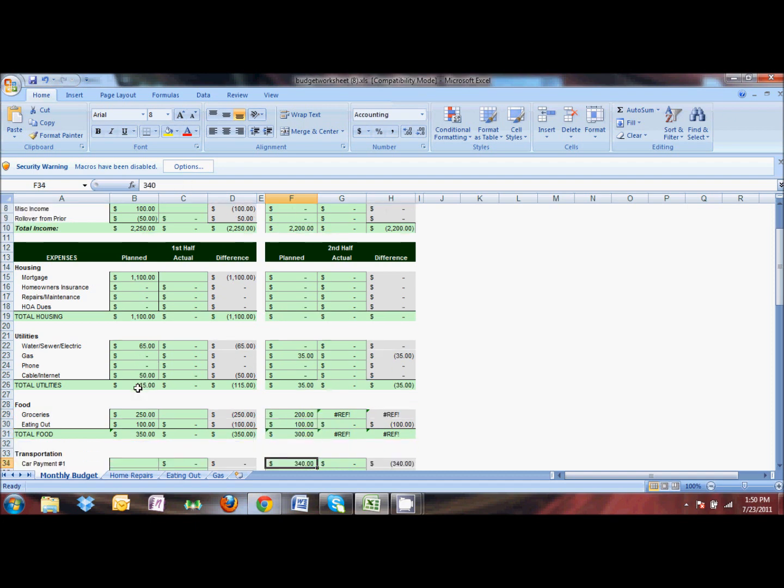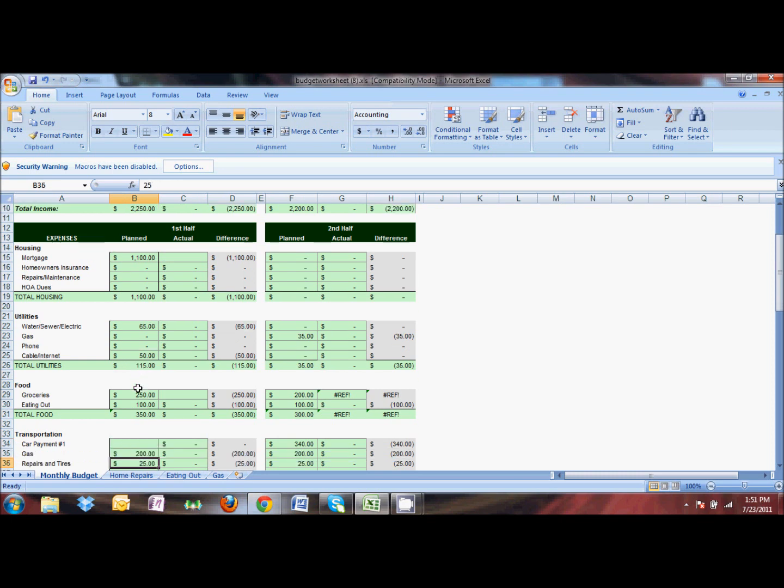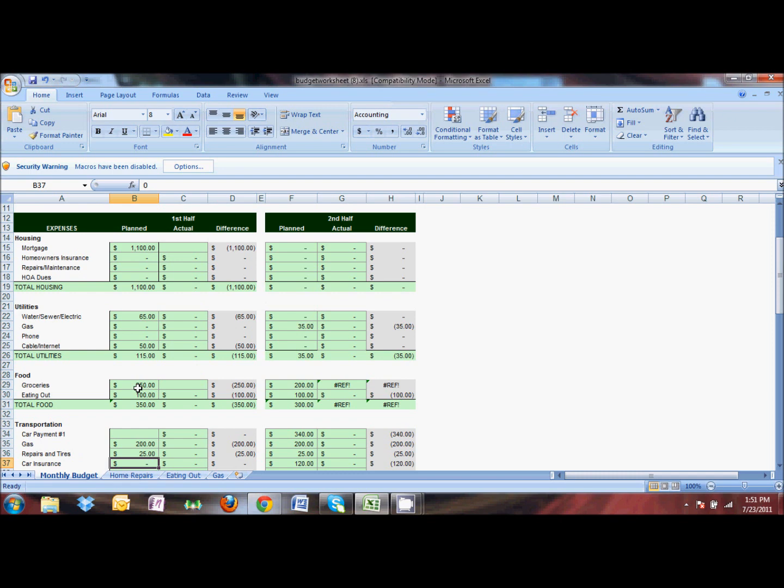Okay, eating out, we've got it standardized at $100 for the first 2 weeks of the month, $100 for the second 2 weeks of the month. That's figured on $50 for a meal for a family of 5. So we can do 1 meal a week eating out as a family over the course of the month.